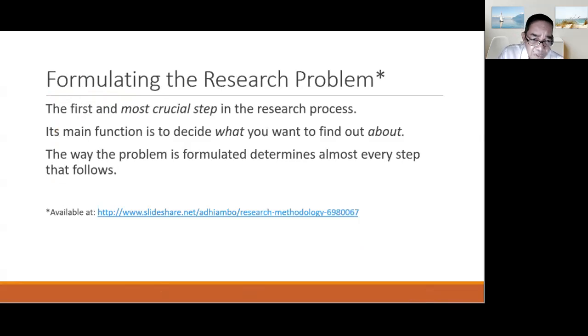So we talk first of formulating the research problem. This is just a very short discussion on the research problem. In a little while, we'll give a much more detailed discussion on the research problem. And this is the first and the most crucial step in the research process. Its main function is to decide what you want to find out about, and the way the problem is formulated determines almost every step that follows.